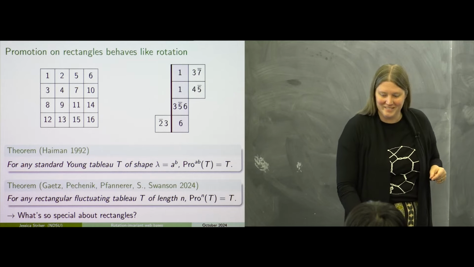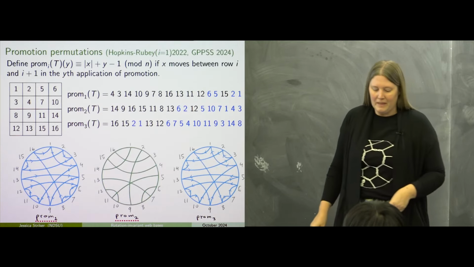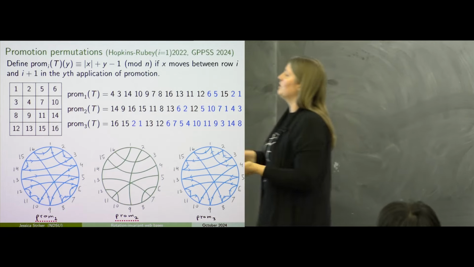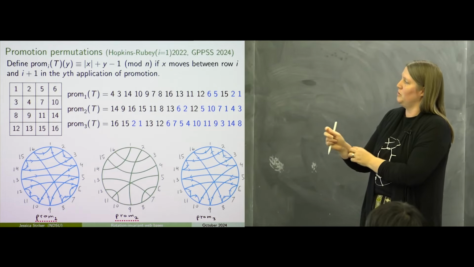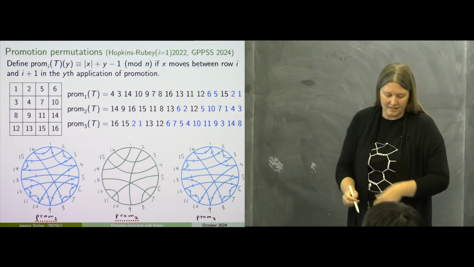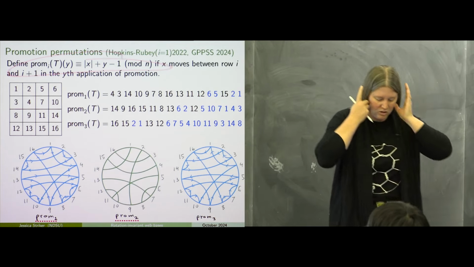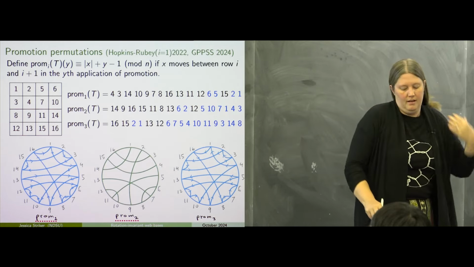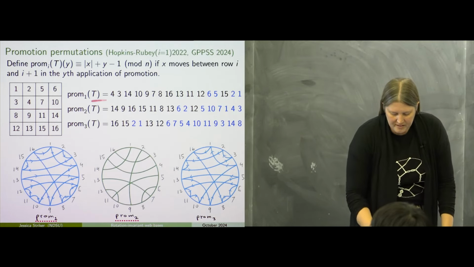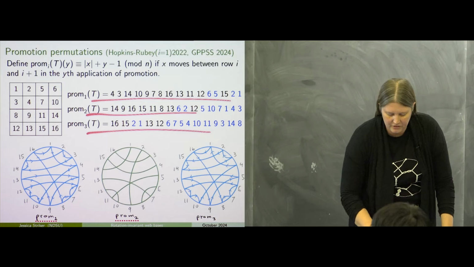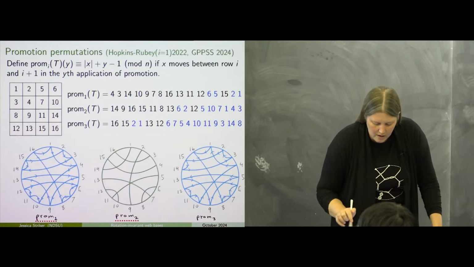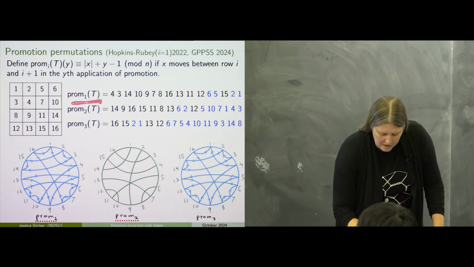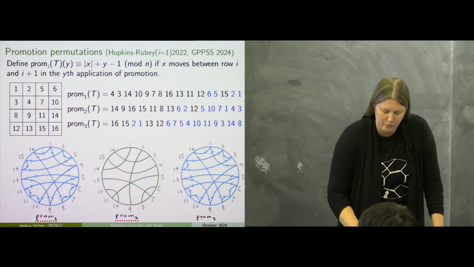So I'll give you a few answers to that. One is something that we were looking at in the course of this work, is that rectangles have promotion permutations. And I will not use this definition up here to tell you about it, but rather, there are going to be these three permutations, and I'll slide over here to tell you what's going to happen. So this is promotion permutation 1. The first entry in here is 4.